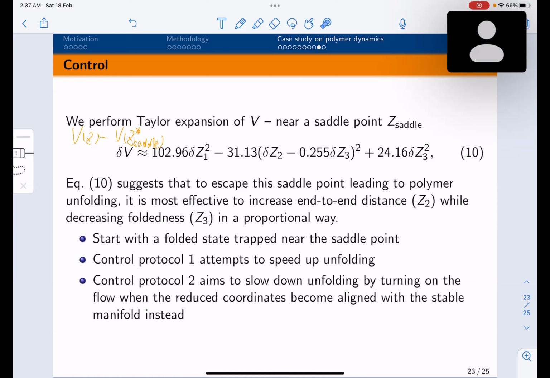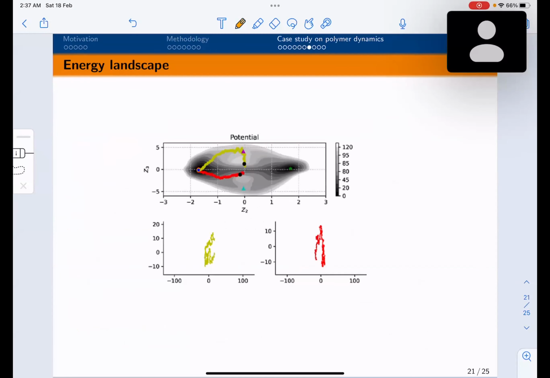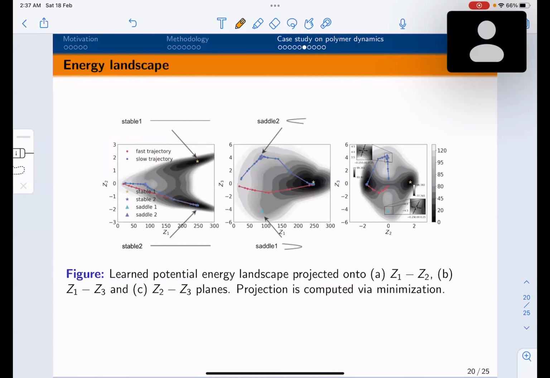That means if you want to escape from the saddle point faster, we need, let me plot, because just now we can see the potential here. For the Z2 direction, this is a stable direction, right? And this is an unstable direction for the Z3. So if we want to escape from the saddle point, it means we want to make the delta V smaller.